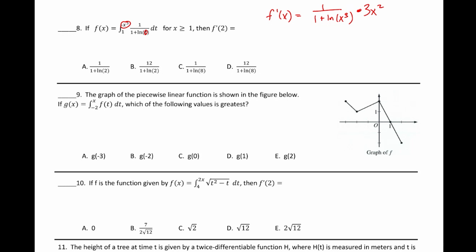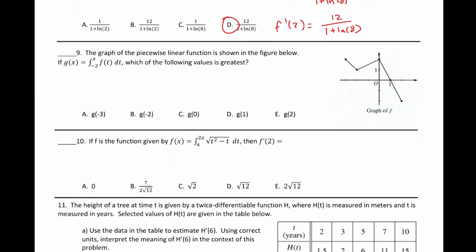is 3x squared. So if I want to find f prime of 2, that's going to be 1 over 1 plus the natural log of 2 cubed is 8, times, let's see here, 3 times 2 squared is 4, so that's times 12. So f prime of 2 should be 12 over 1 plus the natural log of 8, and I do see that as choice D.